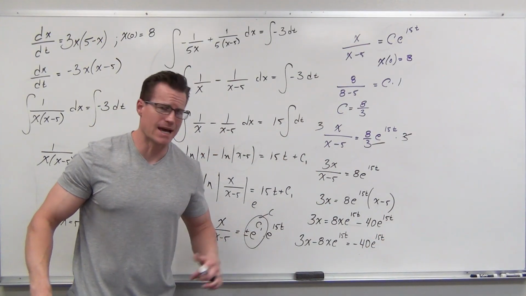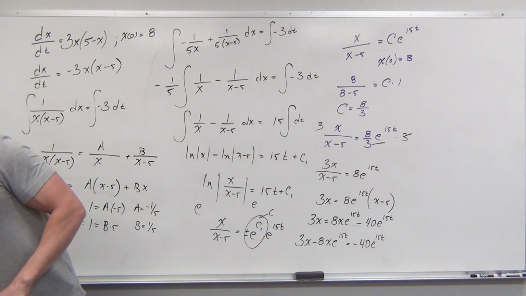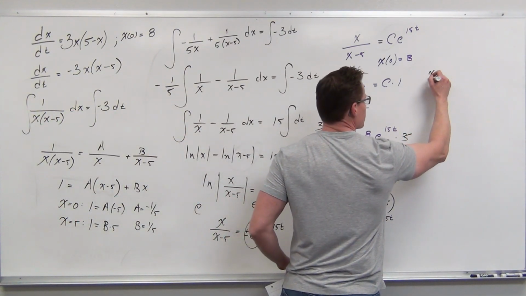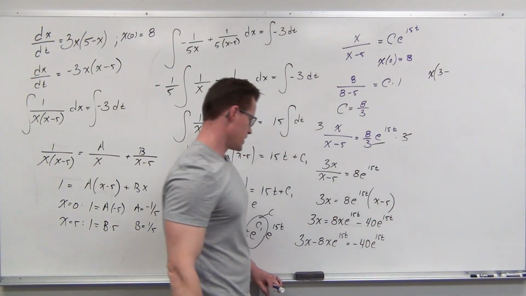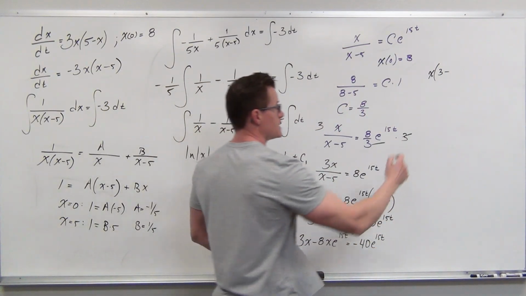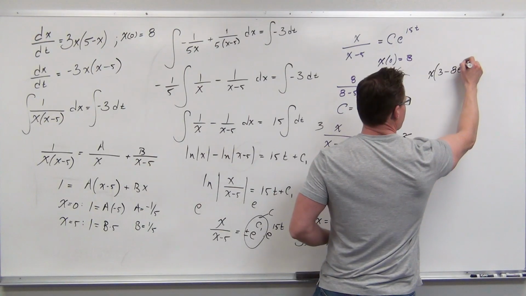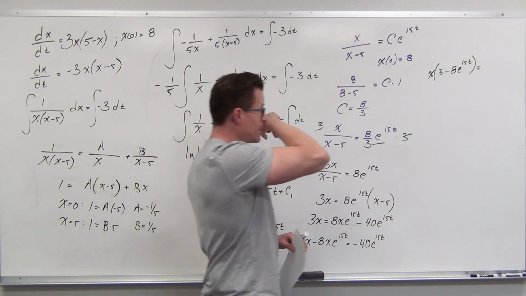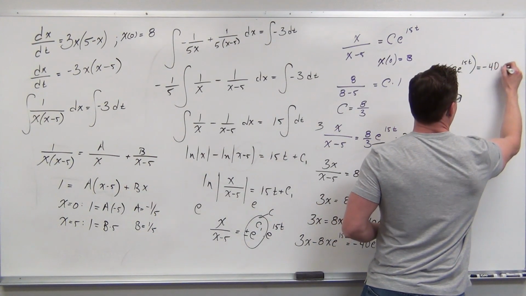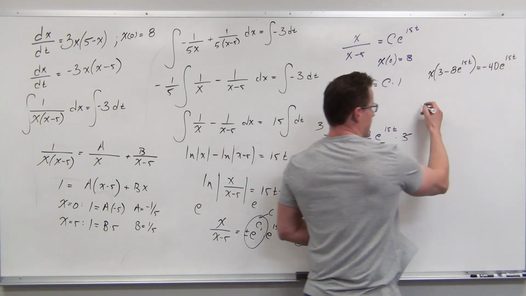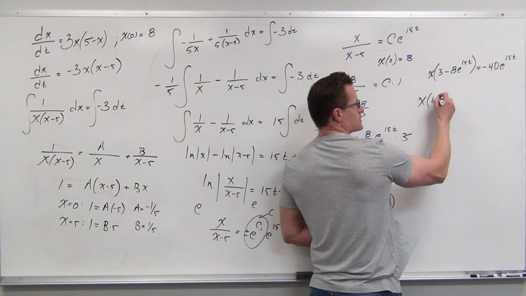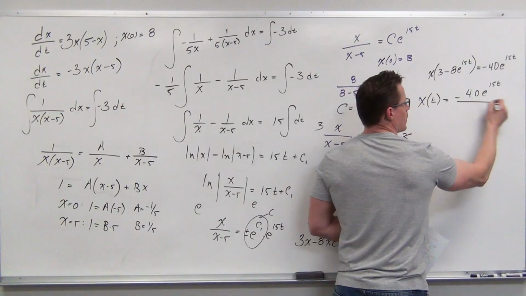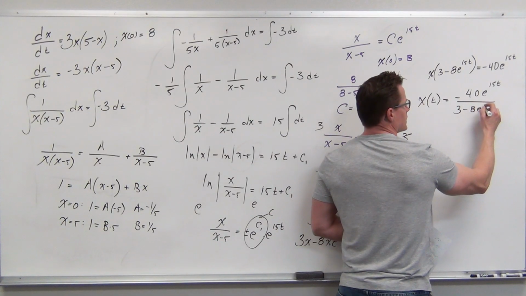And we're going to factor that x out. And then we're going to divide. So when we factor that x, let's see, 3 minus 8 e to the 15t equals negative 40 e to the 15t. And dividing, we have a function of x in terms of t that's negative 40 e to the 15t all over 3 minus 8 e to the 15t.